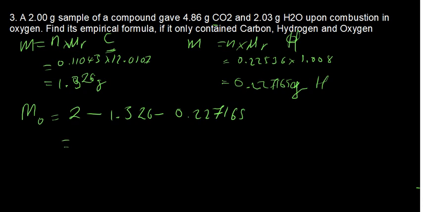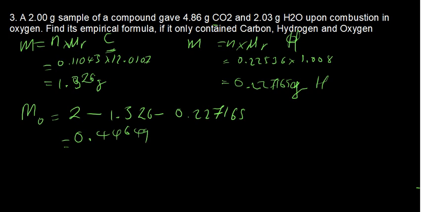So 2 minus 1.326, again minus 0.227165. That is giving us 0.44649. So this is the mass of oxygen.